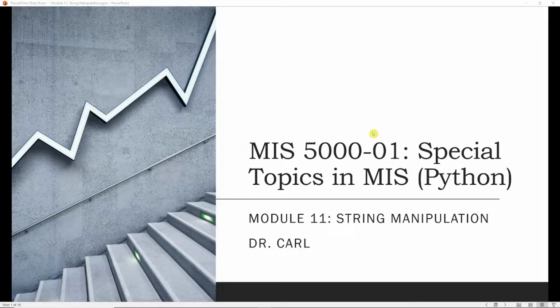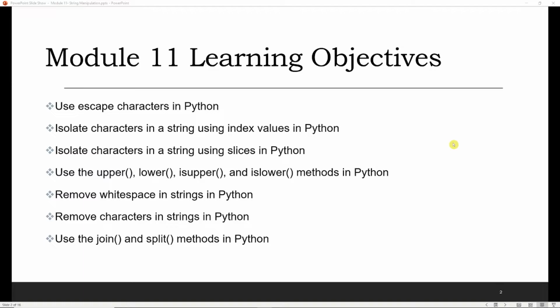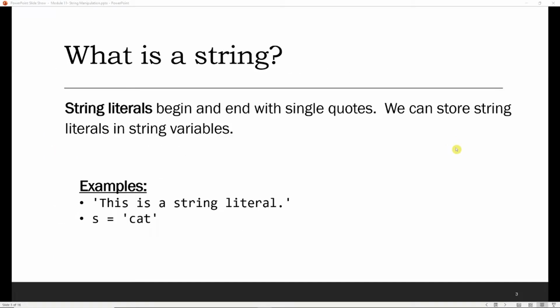In today's module, we're going to introduce some methods that can be used for string manipulation. After this module, you should be able to use escape characters in Python, isolate characters in a string using index values, isolate characters in a string using slices, use the upper, lower, isUpper, and isLower methods, remove whitespace in strings, remove characters in strings, and use the join and split methods in Python.